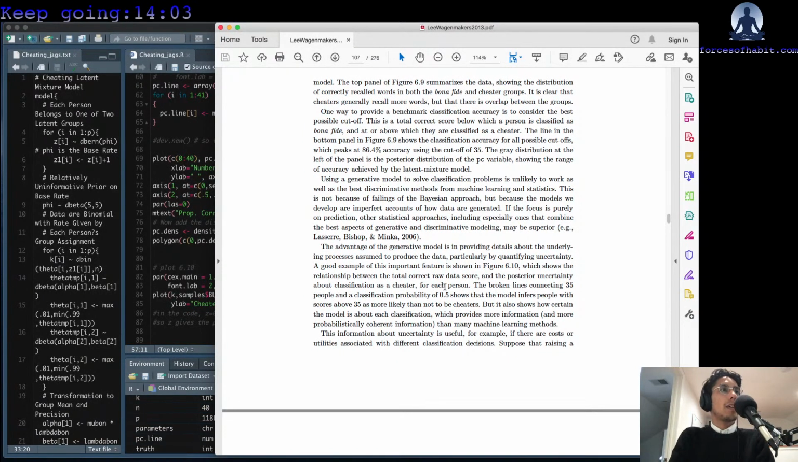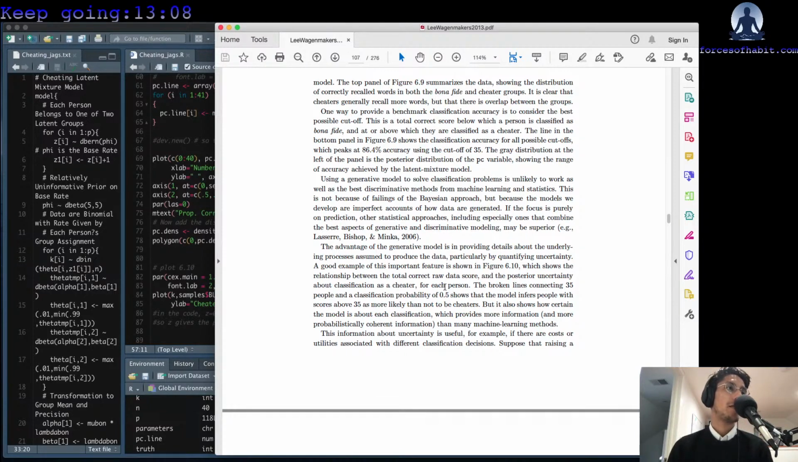Using a generative model to solve the classification problem is unlikely to work as well as the best discriminative methods from machine learning. This is not because of failings of Bayesian approaches, but because the models we develop are imperfect accounts of how the data are generated. So we could do better, essentially, is what it's saying. But we wouldn't use this sort of generative model. We would just use a machine learning approach where we wouldn't be estimating all these parameters to build a model. We would just aim for prediction and use something like a neural net, or something that's really good at classifying people on the basis of the underlying data.